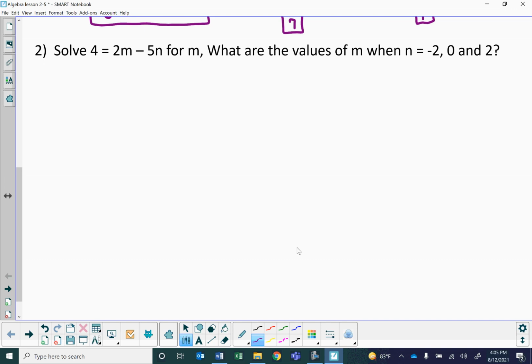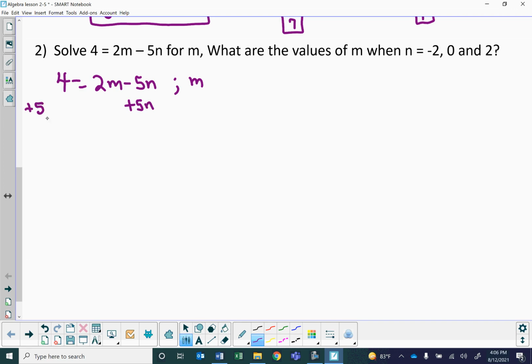Let's look at number 2. Solve 4 equals 2m minus 5n for m. Okay, so we have this equation, 4 equals 2m minus 5n, and we're solving it for m. So I need to get m by itself. If I look at the right-hand side of the equation, I have 2m minus 5n. Well, 5n is subtracted from 2m, so I'm going to add 5n to both sides of the equation.